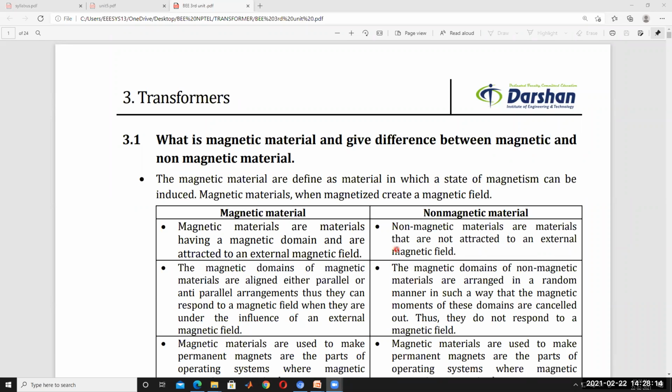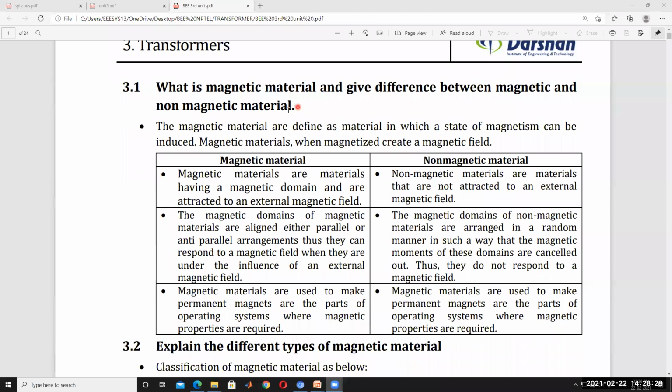Before going to the concept, you already know this, you already studied it. Even if you know it, try to concentrate here. Within 1 to 2 minutes I will complete this. It is a small topic, only an introduction to our transformer concept. So here, the magnetic material and non-magnetic material.